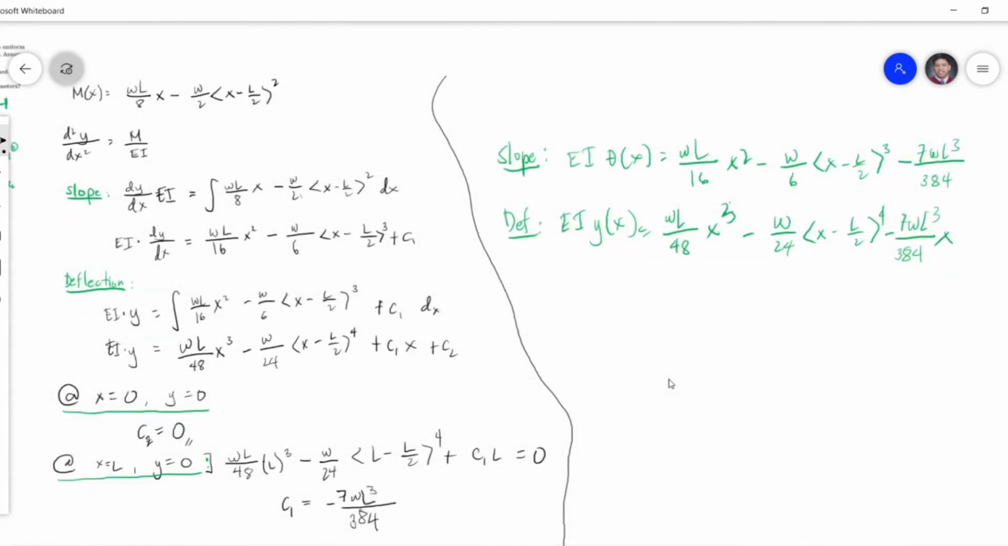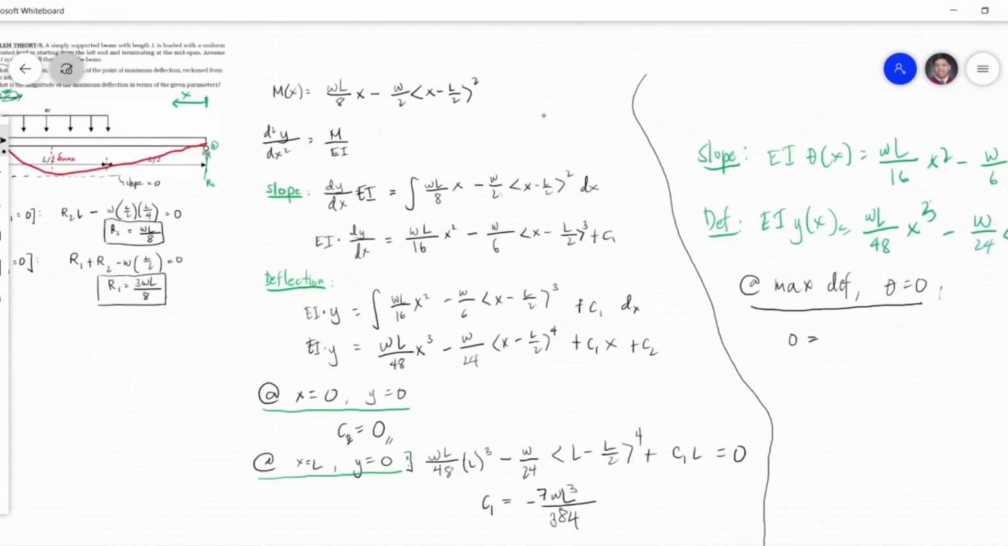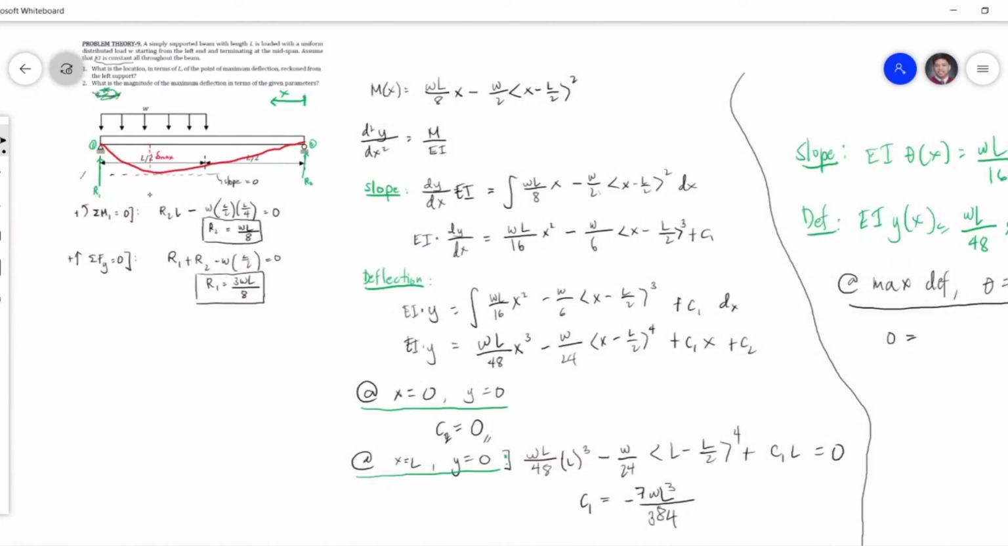So balik tayo dito. So at max deflection, theta equals 0. So ang gawin natin, itong equation na to, i-equate lang natin siya sa 0. So 0 equals, now tingnan uli natin yung figure. Ang assumption natin ng maximum deflection is lampas siya sa L over 2. So take note natin yan.